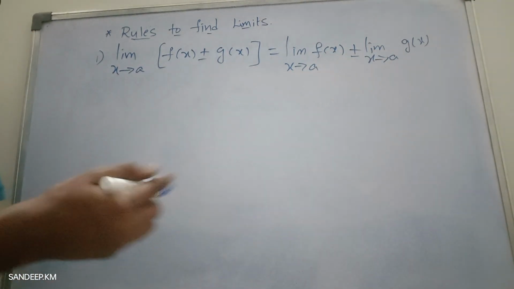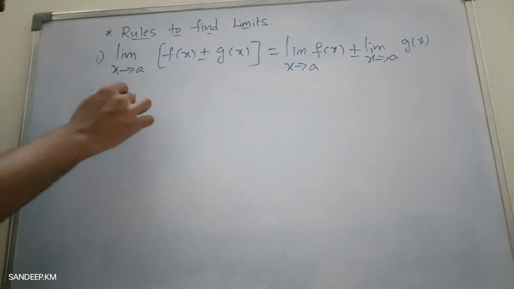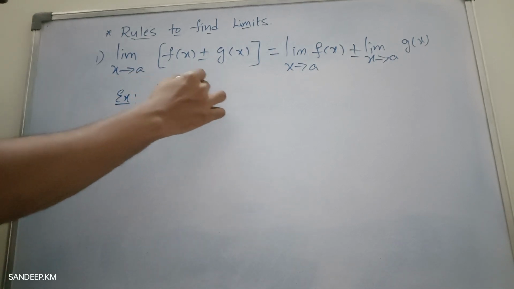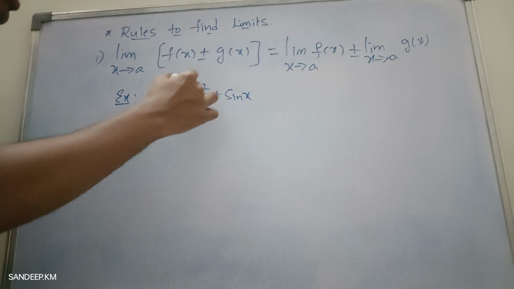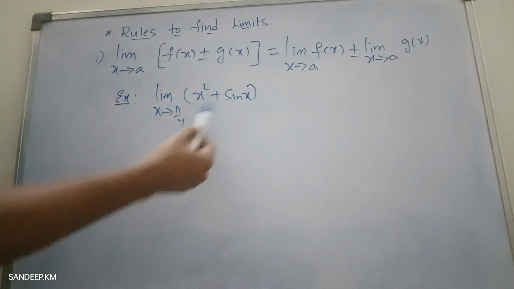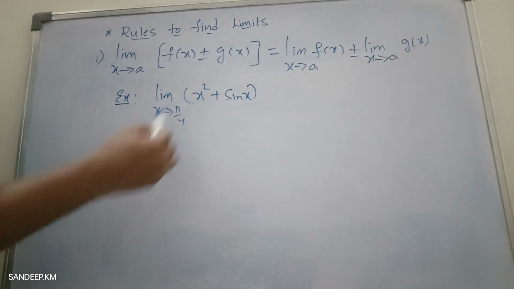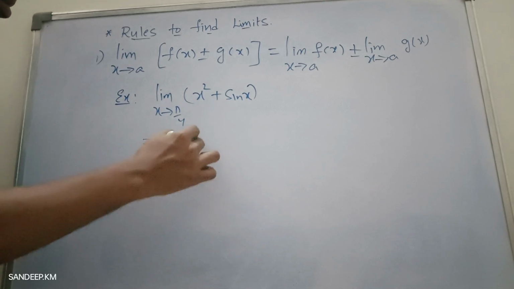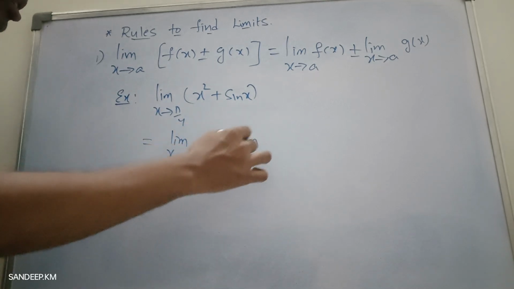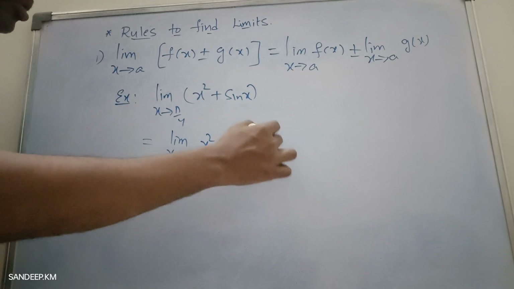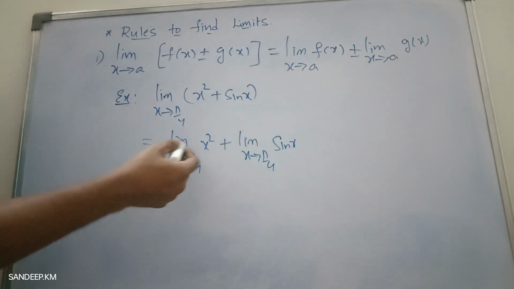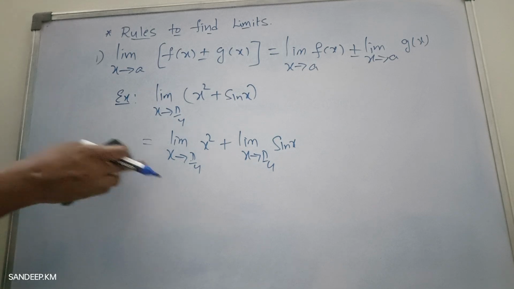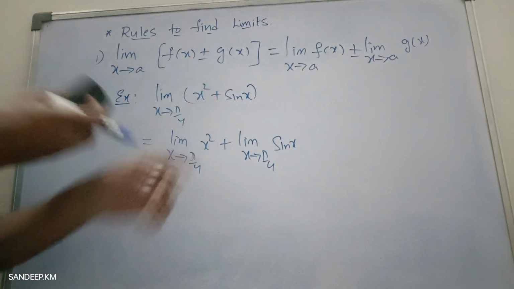Okay, now for example, if you want an example, limit x approaches pi by 4 x square plus sin x. If this is the function, we can separate the limits here. You can give limit x approaches pi by 4 for the first function and limit x approaches pi by 4 for the second function. And then we can substitute the values and then we can find the answer. Okay, now that is the first formula. Under addition or subtraction, we can separate the limits.